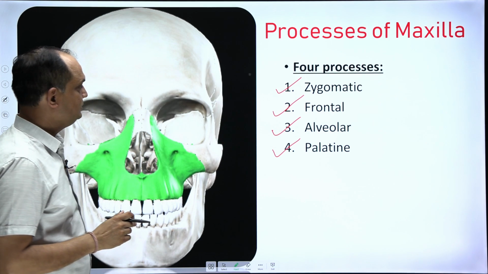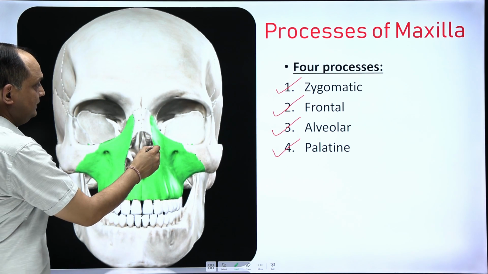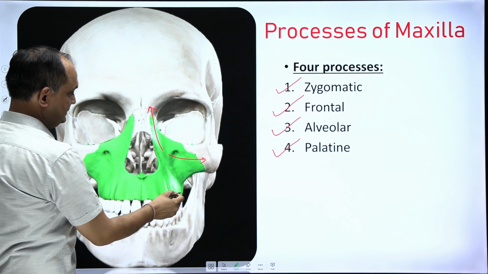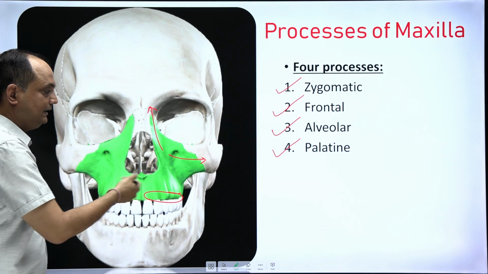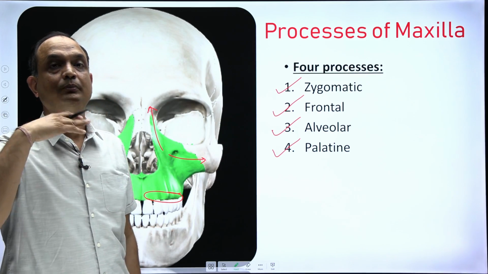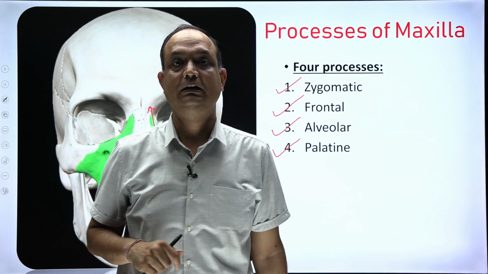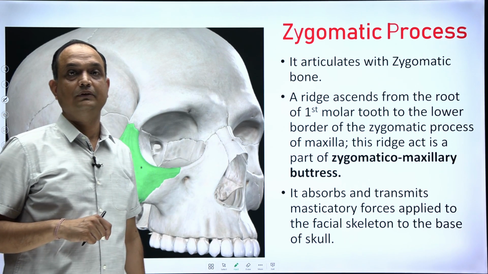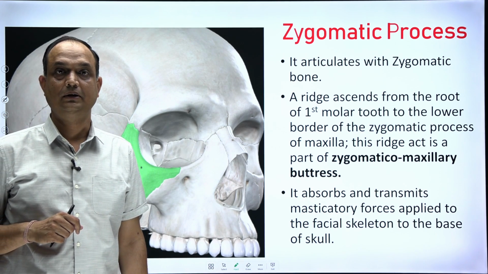So in this image, as you know, this is the frontal process, this is the zygomatic process, this is the alveolar process, and the palatine process is not visible in the norma frontalis because it makes the hard palate, which is a horizontal plate. So let's discuss all these processes one by one. So first is the zygomatic process.